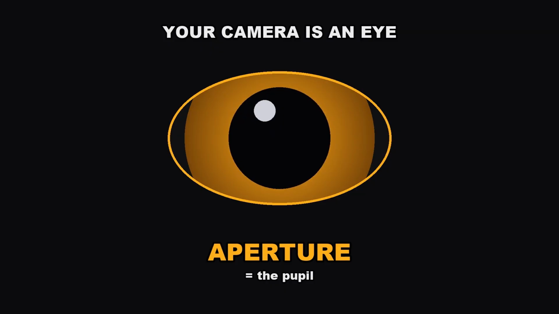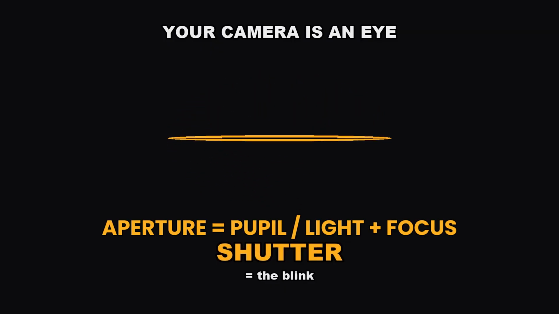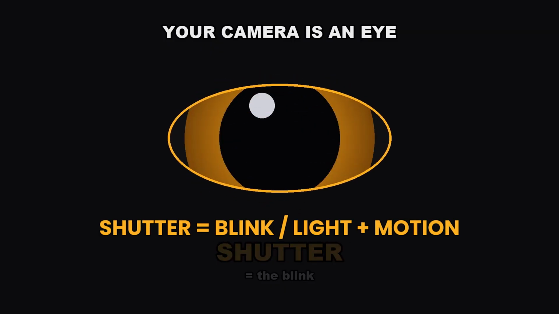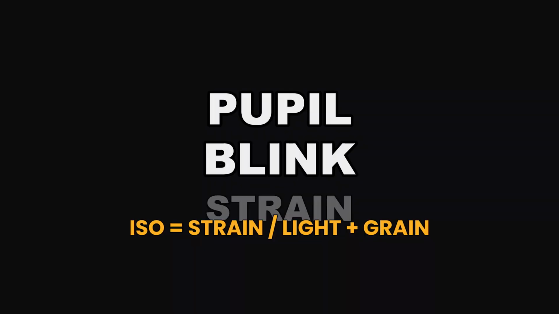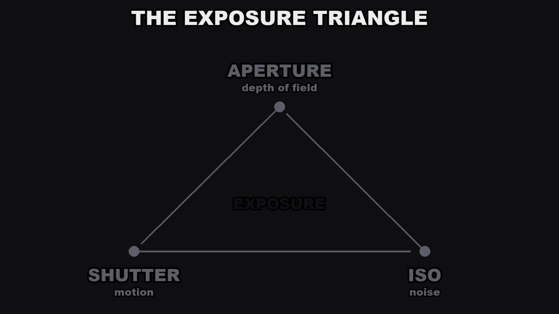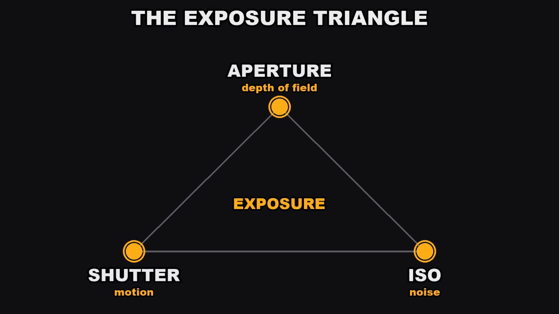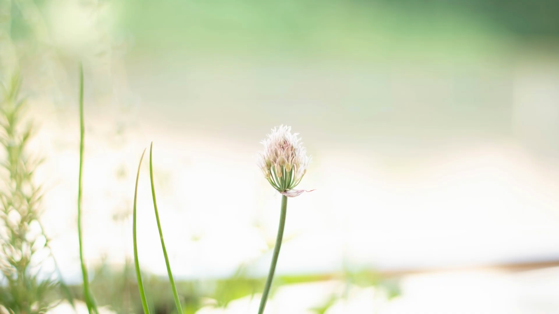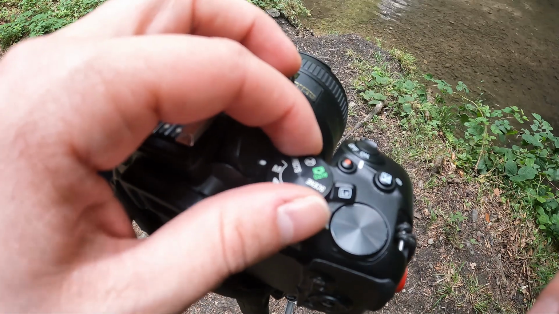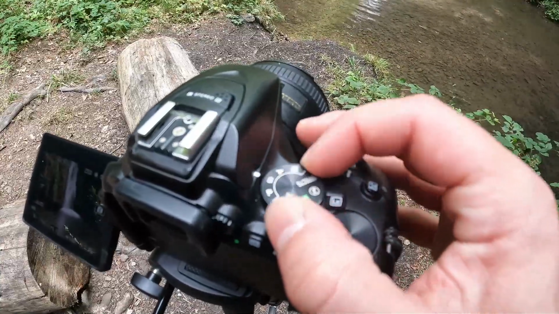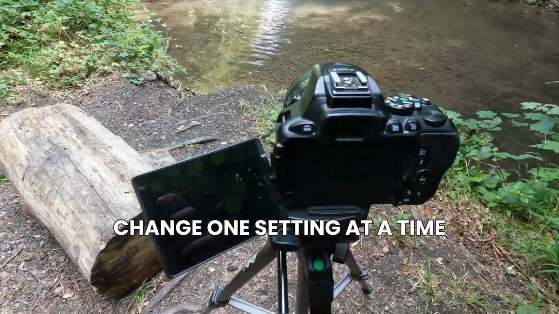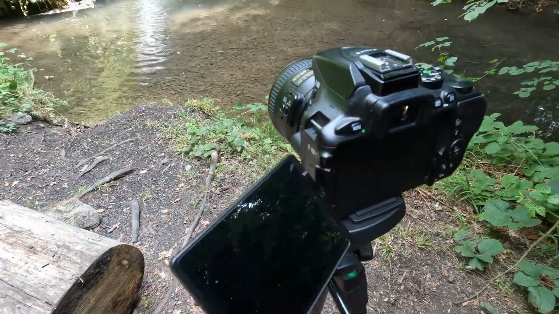Your camera is an eye. Aperture is the pupil, light and focus. Shutter is the blink, light and motion. ISO is straining in the dark, light and grain. All three control brightness. Each has a side effect. And photography is just choosing which side effect you want. Flip your camera off auto into aperture or manual mode. And change just one setting at a time. Watch what happens. That's how this goes from theory to instinct.